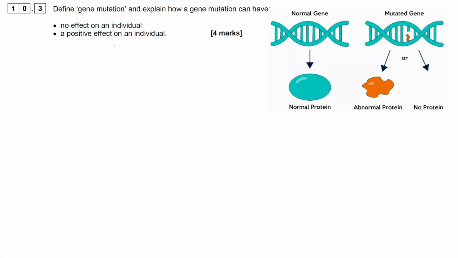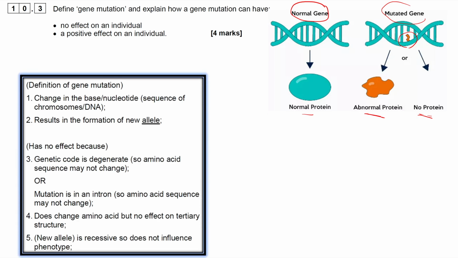So on the left hand side we have a normal gene, so it gets transcribed and translated into a normal protein. While on the right hand side we have a mutated gene, and here is a mutation. Now depending on the type of the mutation, it can have 2 different effects. Either it can still produce a protein, but that would be an abnormal protein, or it will produce no protein at all.